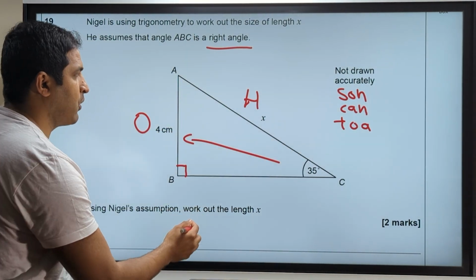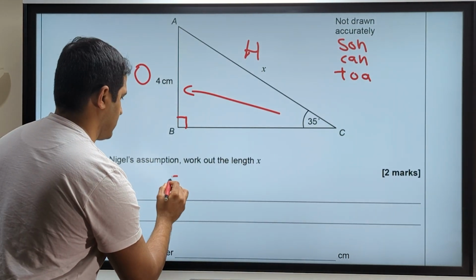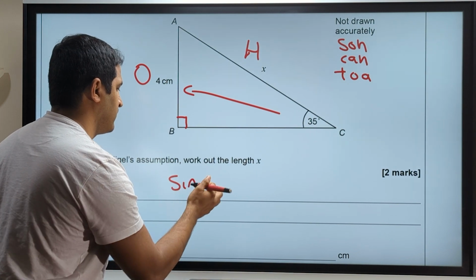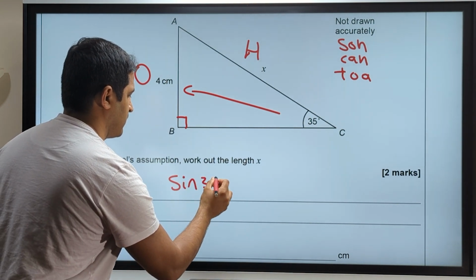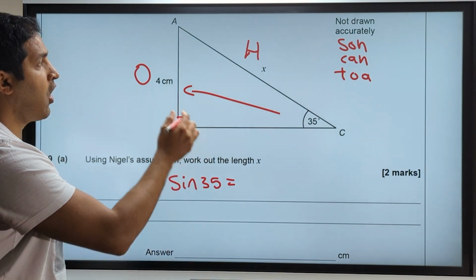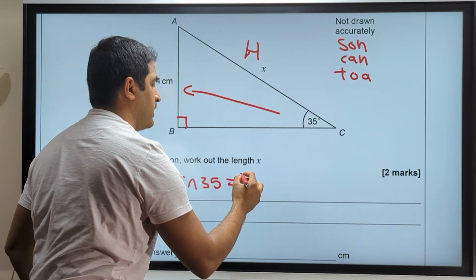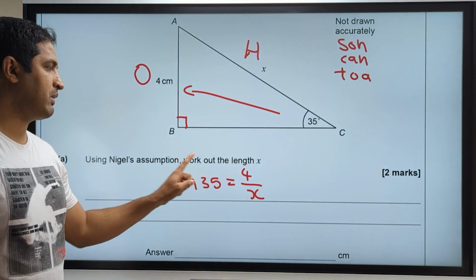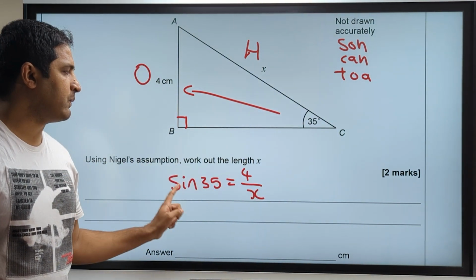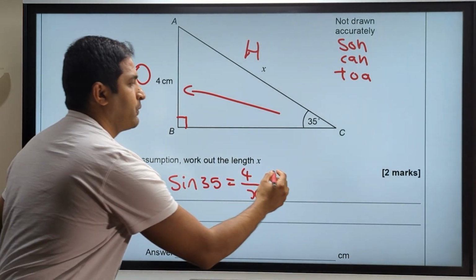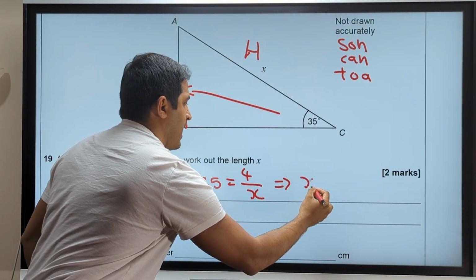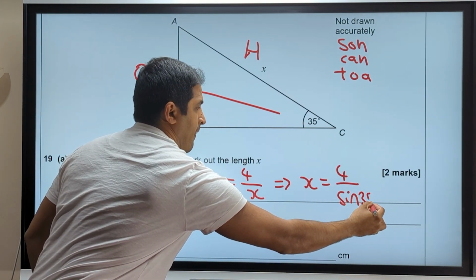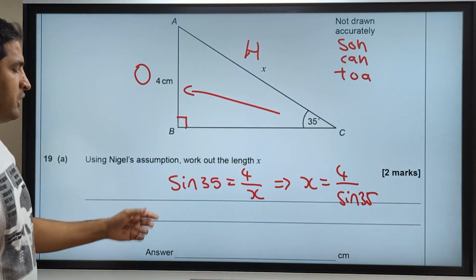So that gives me the formula saying sine 35, which is equal to opposite over hypotenuse. So opposite is 4 and hypotenuse is X. So if I wanted to work out X, I multiply both sides by X and then divide both sides by sine 35. So we would get X is equal to 4 divided by sine 35. And you put that in the calculator, you get what X is.